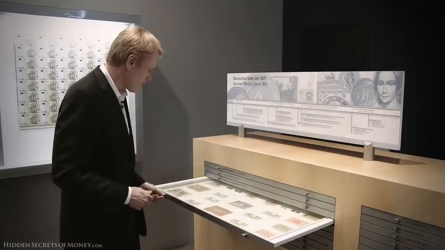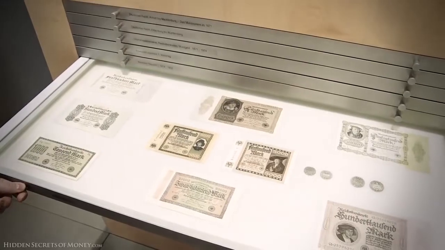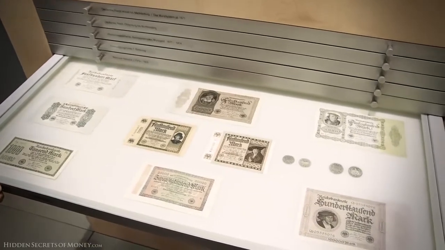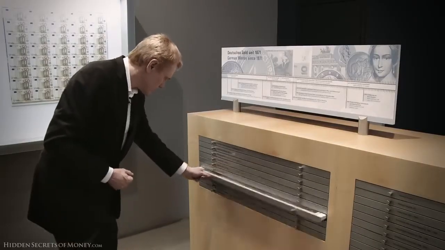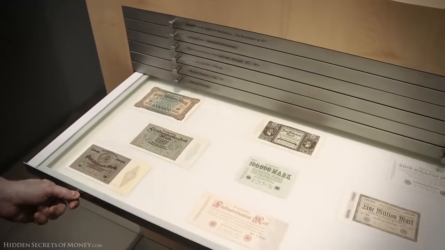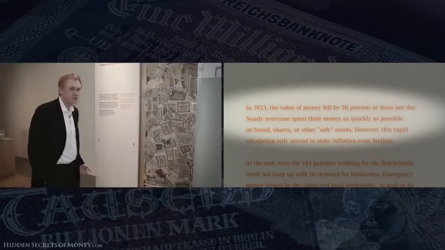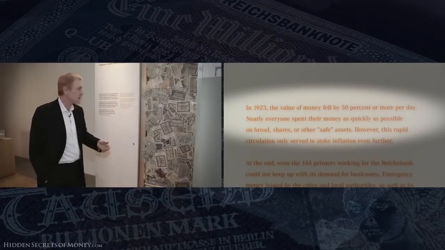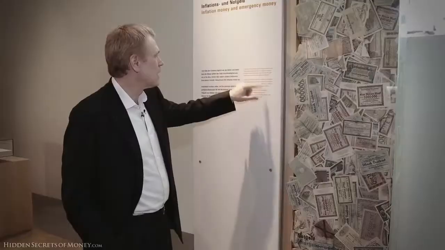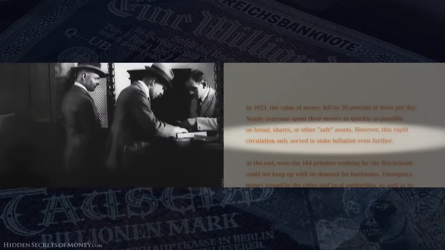This had drastic consequences. Soon the notes rise to the thousands, then the millions, then the billions, and finally the trillions. It's mind-blowing. So in 1923, the value of money fell by 50% or more per day. So that means prices are doubling every day if it's falling by 50%. Nearly everyone spent their money as quickly as possible on bread, shares, and other safe assets. However, this rapid circulation only served to stoke inflation even further.